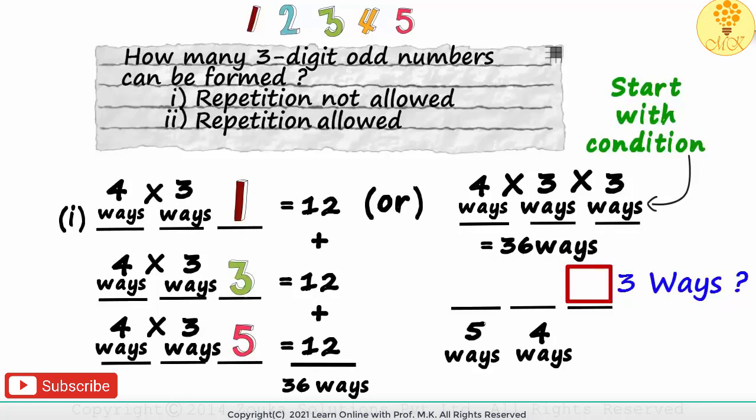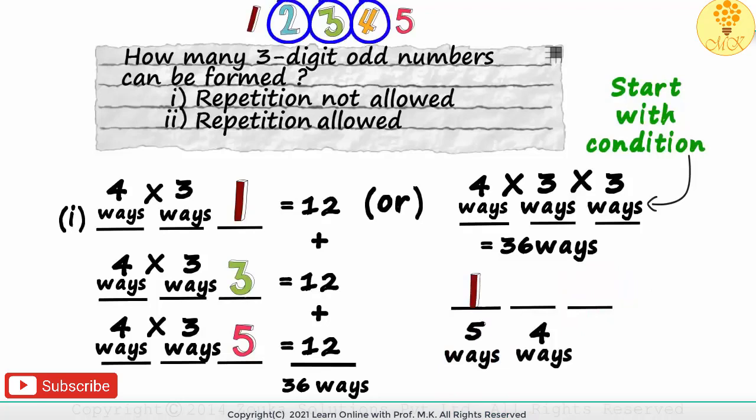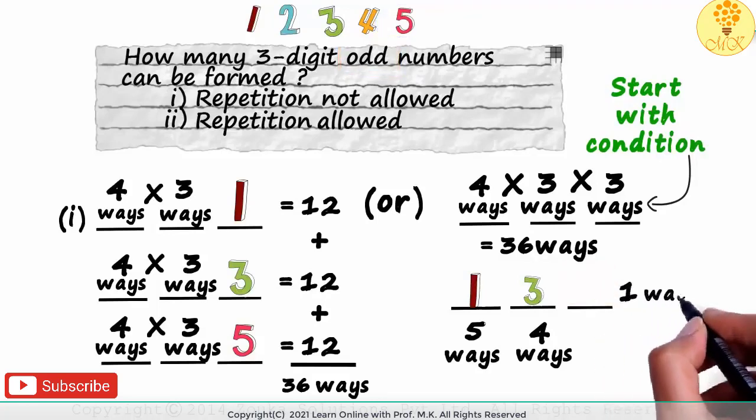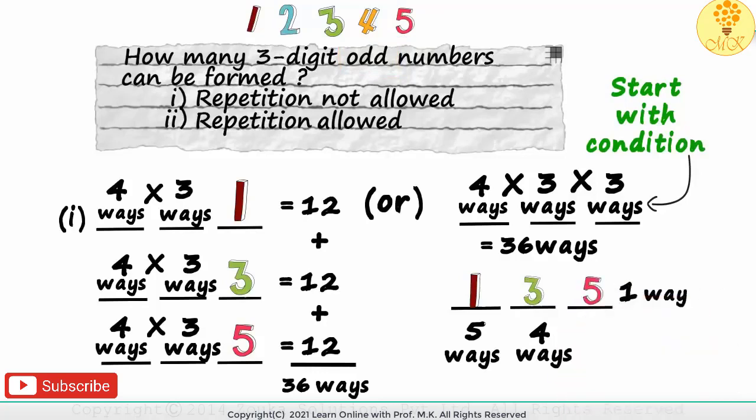Maybe not. Let's say we used a 1 here. We have 2, 3, 4 and 5 left. Say I pick a 3 here. Now, in how many ways can the units digit be filled? It has to be odd. The only odd digit that remains is 5. It can be filled in just one way, and that's 5. Let's take another scenario. Say we filled the hundreds place with 2 and we picked a 4 in the tens place.